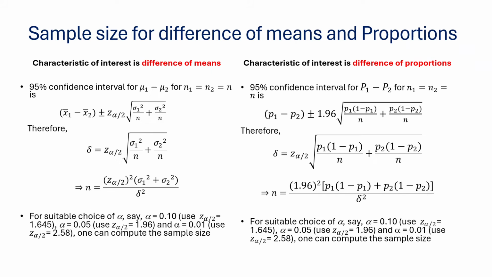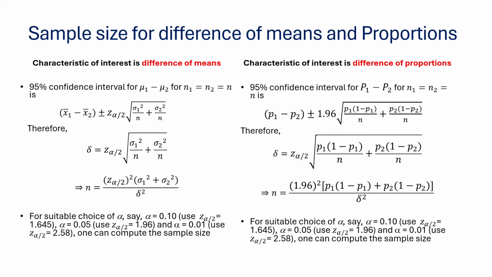Look at the confidence interval. From there, you can directly identify the value of delta, that is z alpha by 2 times the square root of that. So n can be simplified this way. It's a very common and generally used formula by you all. And as said earlier, for fixed values of alpha, 0.10, 0.05, and 0.01, you can get the value of z alpha by 2 and simply plug in.